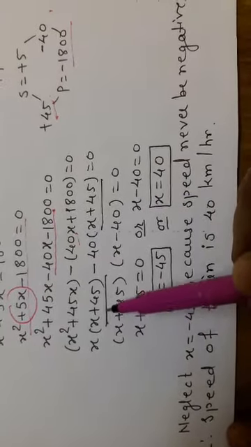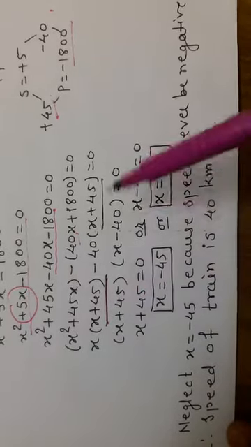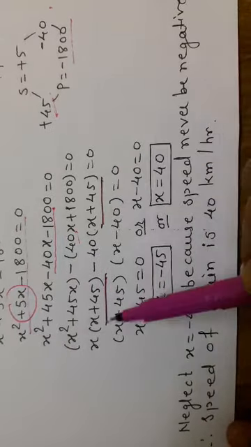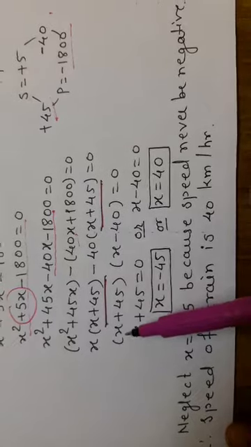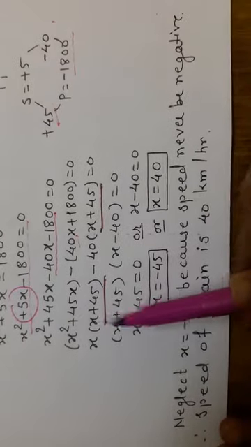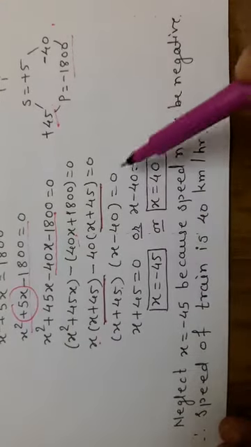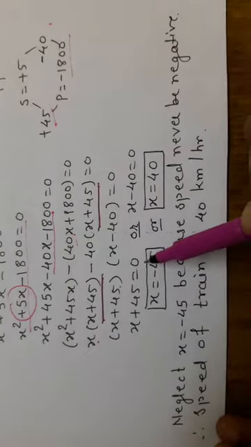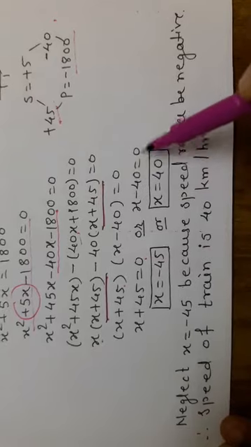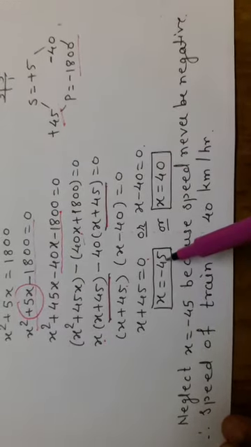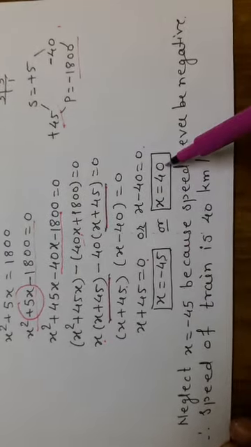And you know very well that these factors have to come here exactly the same, only then are we able to take out the common. So from here x plus 45 is common. What is left? x minus 40, which is equal to 0. x plus 45 is equal to 0, x minus 40 is equal to 0. x is equal to minus 45, x is equal to 40.